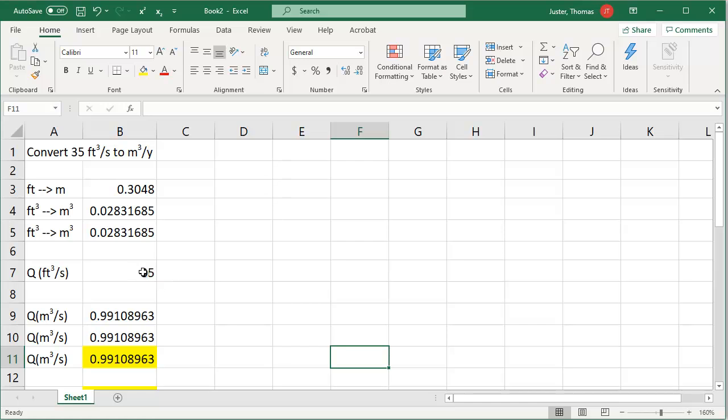And I can see that right away, right? If I do the intermediate step, there it is. 0.99 is less than 35. So it looks like I did that conversion right.